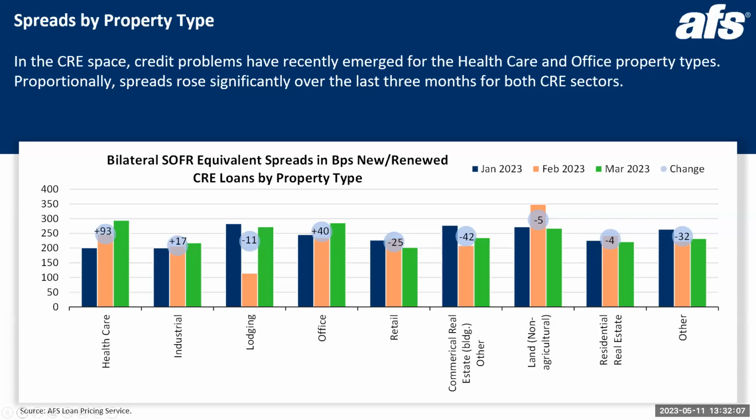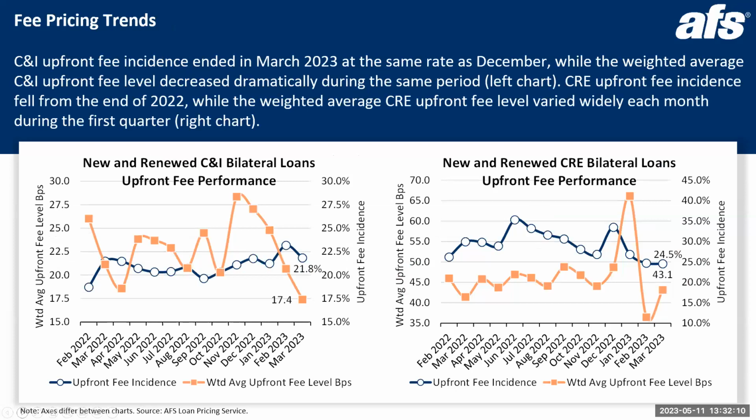Turning next to fees, these charts show a trend of upfront fee incidence depicted by the blue line and upfront fee level depicted by the orange line for both C&I and CRE loans. For C&I loans in the left-hand chart, upfront fee incidence rose slightly over the quarter, while fee level continued its progression lower. For CRE loans in the right-hand chart, fee incidence declined to the lowest level in the last year, while fee level varied greatly over the quarter. Also note that CRE upfront fee levels are notably higher than those shown for C&I loans. And while upfront fee incidence for both C&I and CRE are currently below 25%.